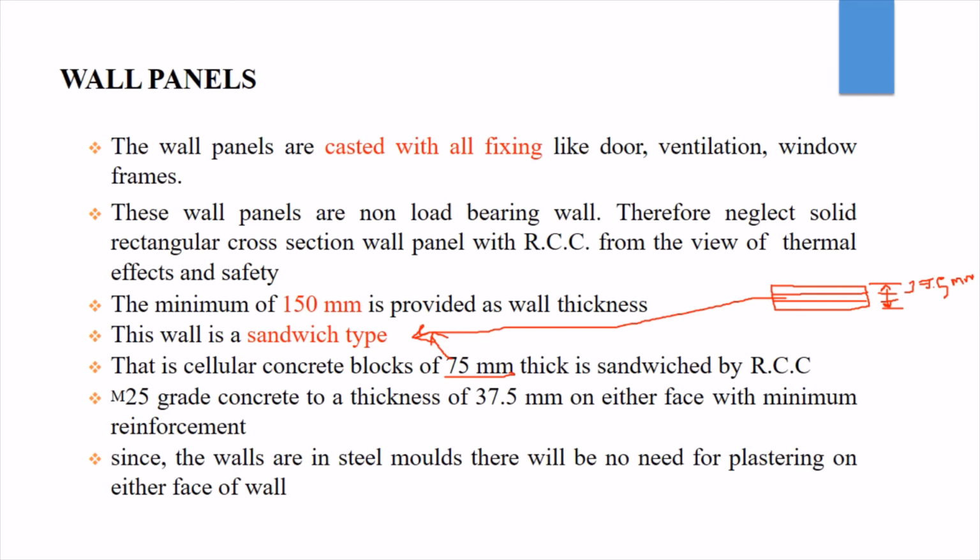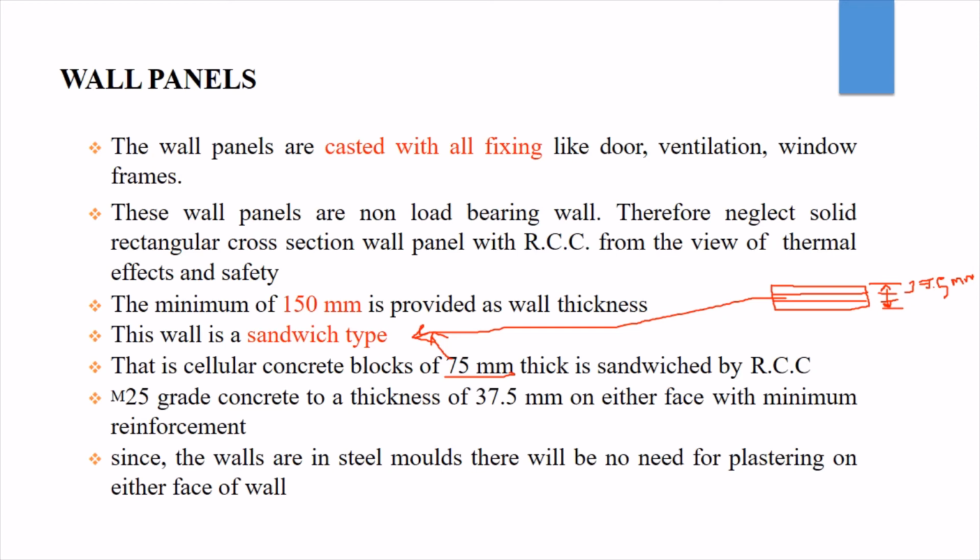That is, cellular concrete blocks of 75 mm thickness sandwiched by RCC. So you can see that if you have a panel like this, the center portion will have some insulating material. It is divided into 3 layers, you can see here in this red mark. The first layer has some thickness, the second layer has some thickness, and the third layer has some thickness. The second layer is said to be the sandwich type.